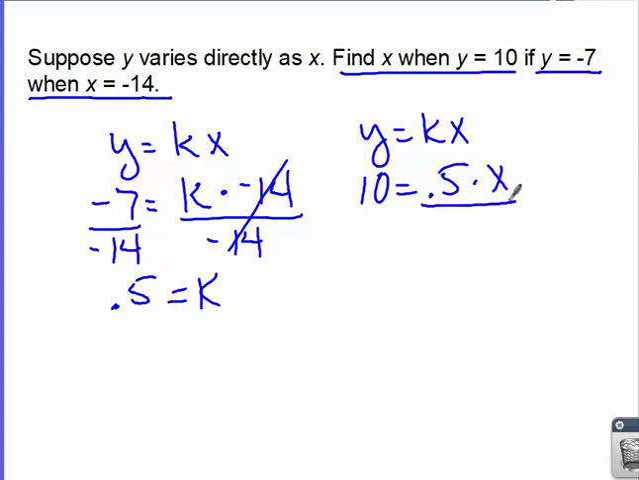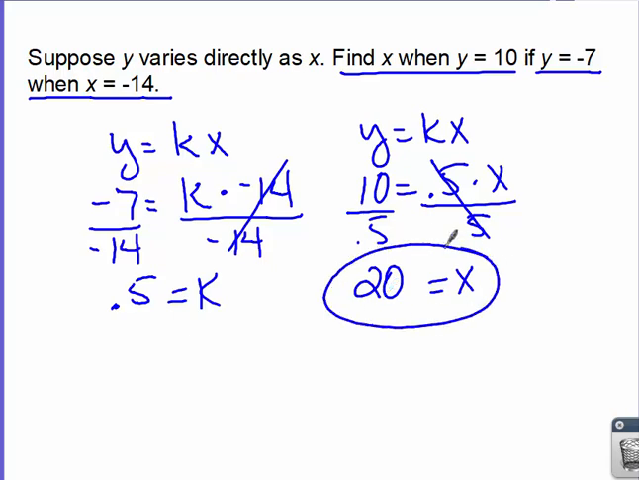And now we solve for x. So I divide by 0.5, divide this side by 0.5 as well. So my 0.5s cancel out and x is equal to, well, 10 divided by 0.5 gives you 20. Okay, and that's how we do direct variation.